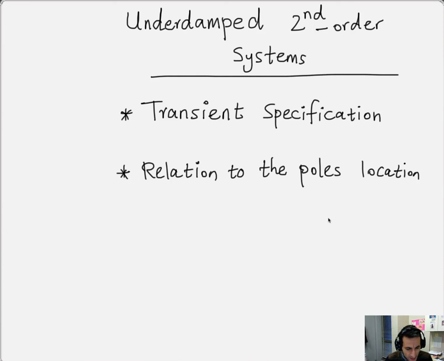The first thing I'm going to talk about today is to define what is called transient specification. These are the specifications that are associated with underdamped responses, or the time response of second order underdamped systems. Then I'm going to relate these specifications with the location of the poles of second order systems. And finally, I'm going to tie the location of the poles and the form of the underdamped second order response. These are the few topics that we're going to cover today.